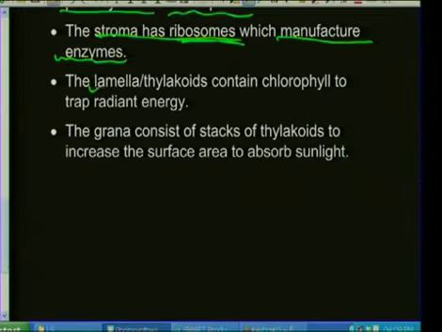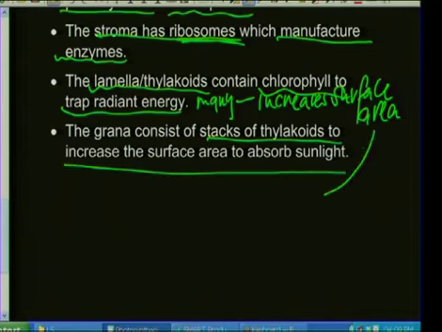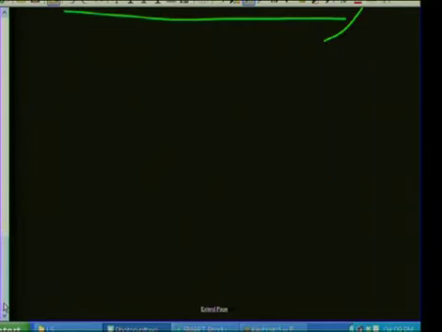The lamella or thylakoids, another word for thylakoids is lamella, contain chlorophyll to trap the radiant energy. And we can go further that there are many of them. And if there are many, it increases the surface area. Lastly, the grana consists of stacks of thylakoids to increase, it's the same story there. Same thing. Increases the surface area for absorption of sunlight.